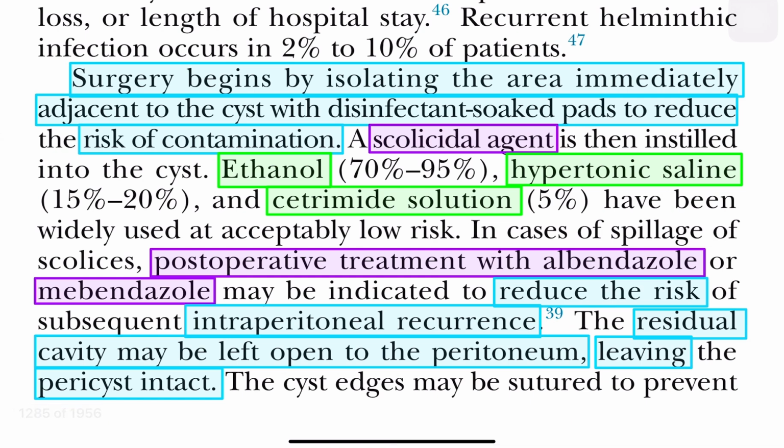The surgery begins by isolating the area immediately adjacent to the cyst with a disinfected soak pad to reduce the risk of contamination. Already told the scolicidal agents. Cetrimide is a new one, not told previously. 5% cetrimide is also a scolicidal agent.